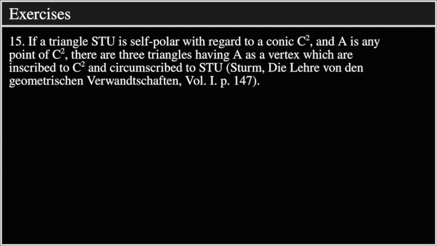15. If a triangle STU is self-polar with regard to a conic C squared, and A is any point of C squared, there are 3 triangles having A as a vertex which are inscribed to C squared and circumscribed to STU. Sturm, Die Lehre von den geometrischen Verwandtschaften, Volume 1, page 147.